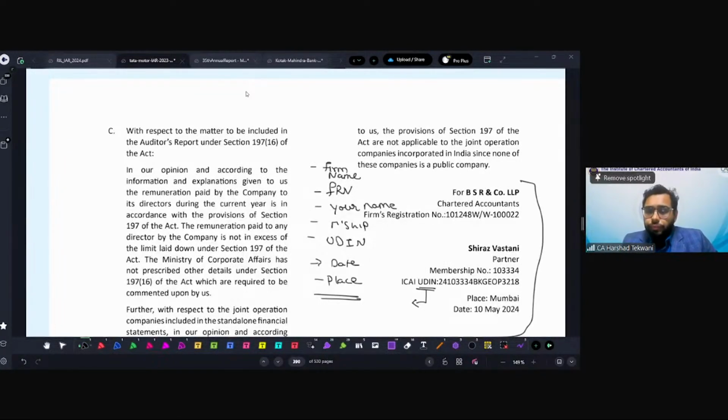Sir, you have told us that when the opinion is a disclaimer of opinion, the entire paragraph will be changed. Do you have any report? Yes, I do have. I will discuss that report when I discuss SA 705. I'll bring an adverse report, I will bring a qualified opinion, I will bring the disclaimer of opinion, and we will compare all three one by one to see how the reporting is done. Okay, sir.